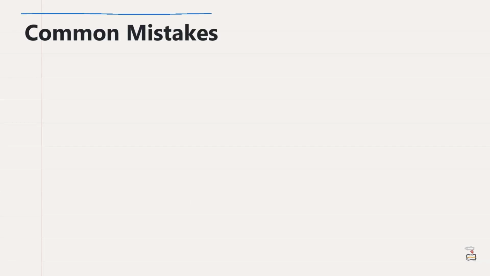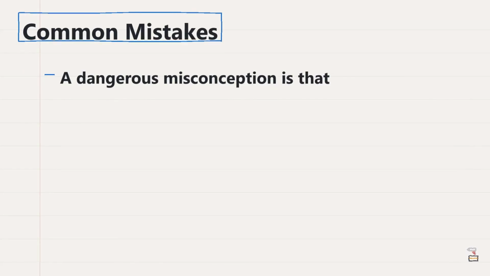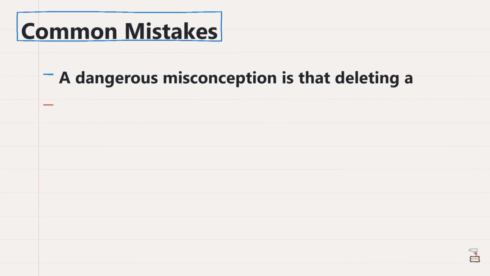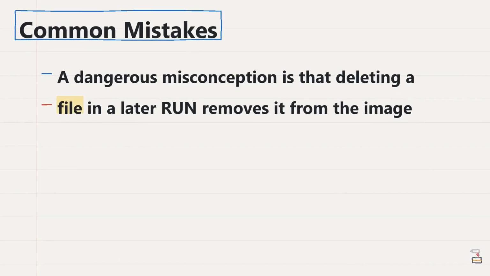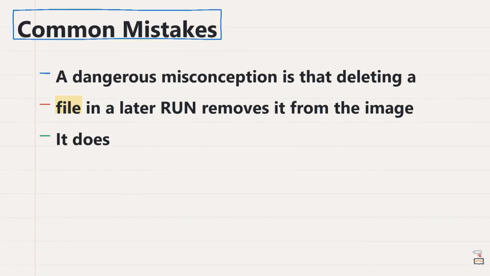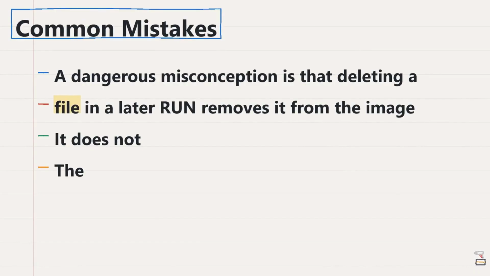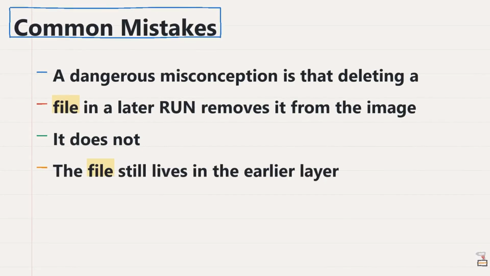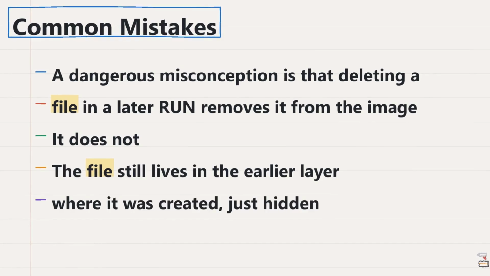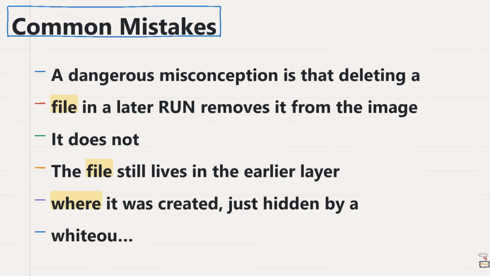A dangerous misconception is that deleting a file in a later run removes it from the image. It does not. The file still lives in the earlier layer where it was created, just hidden by a whiteout marker. So a leaked API key baked into an early layer is still fully recoverable by anyone who pulls the image. The real fix is to never let the secret hit a layer, using BuildKit secret mounts or multi-stage builds instead.